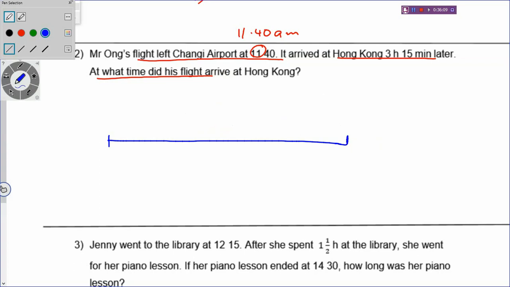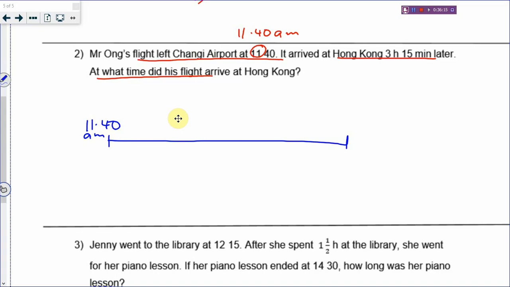Okay, one more time. So let's draw a timeline. You have 11:40 a.m. and it arrived at Hong Kong 3 hours and 15 minutes later. So what time did it arrive at Hong Kong? What I did just now was to get the nearest hour. Now if you find that you overshot, then what do you do?